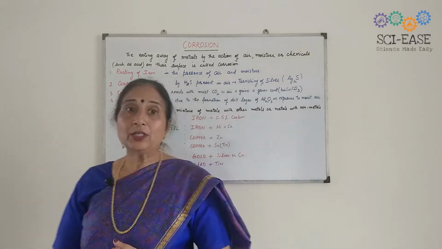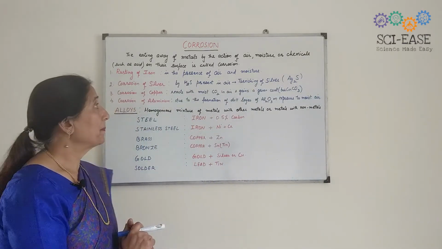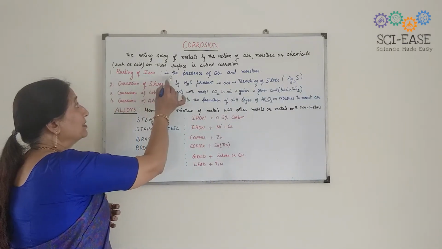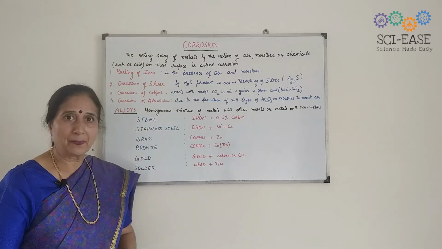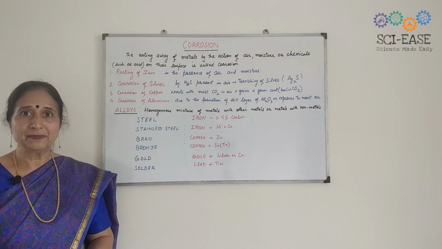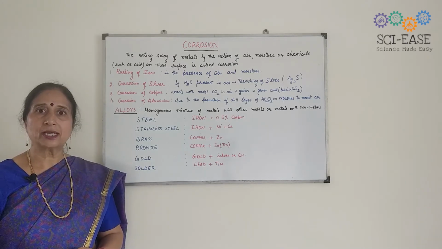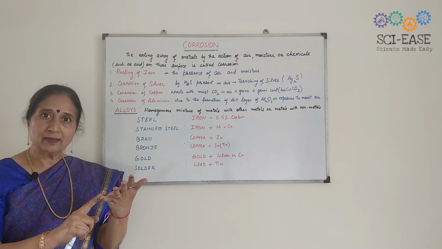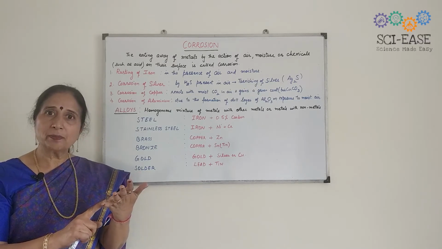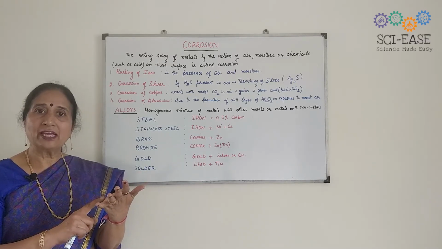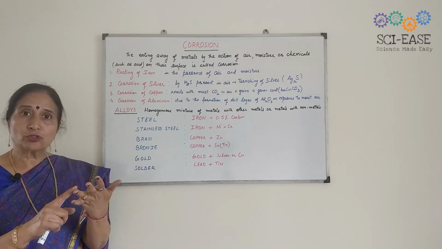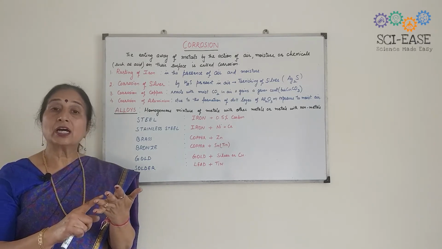Now, while discussing rusting, I want to tell you the methods which prevent rusting. I've already told you in the chemical reaction chapter: painting, galvanization by zinc, applying Vaseline, electroplating, and alloying.